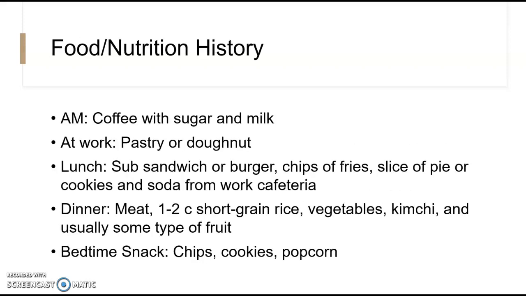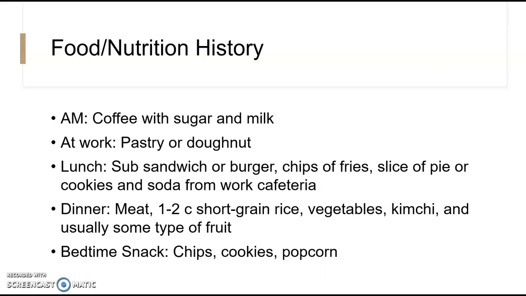So for his food and nutrition history, he has a good appetite, and for his work schedule, he either works day or afternoon shifts. When he works the afternoon shift, he eats his big meal before going in at 3. For his morning breakfast, he has coffee with sugar and milk. At work before lunch, he has pastry or a donut from the vending machine. For lunch, he has a sub sandwich or burger, chips or fries, pie or cookies, and soda, all from the work cafeteria.